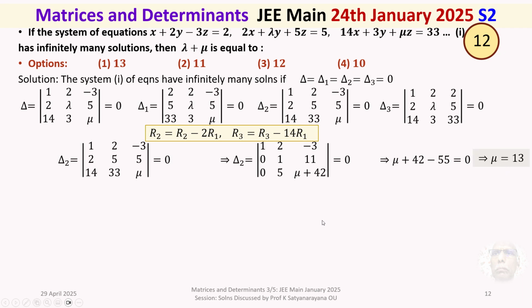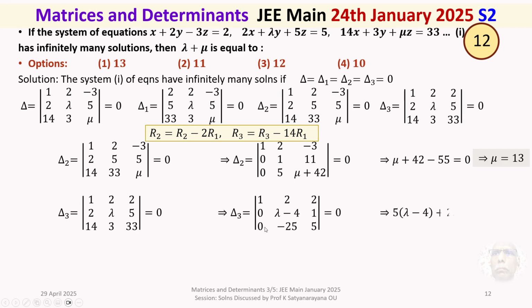Got it? Right. And now attack delta 3. So here also I have done some elementary row operations. So what are the elementary row operations I did? Same operation. R2 minus 2R1, R3 minus 14R1. I got to the first column 1, 0, 0 and expand delta 3 along the first column. Then I'll get 5 times lambda minus 4 plus 25 is equal to 0. Is equal to 0 is missing. I am sorry. Then you will get lambda is equal to minus 1. Lambda is equal to minus 1.